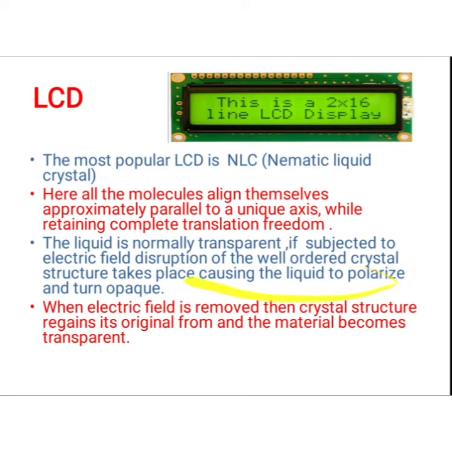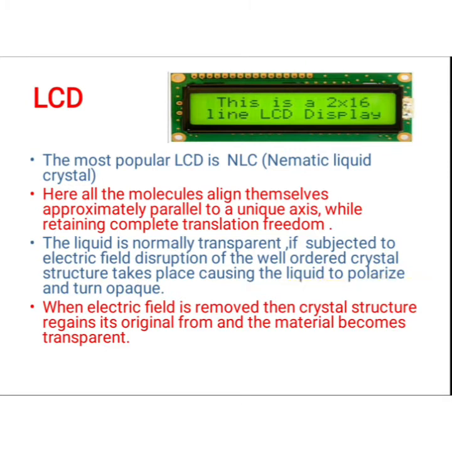If subjected to an electric field, disruption of the well-ordered crystal structure takes place. So if we apply an electric field, the alignment of the molecules will differ, causing the liquid to polarize and turn opaque. That is, if the order is disturbed, it will form as opaque. We'll learn more about that in further slides.